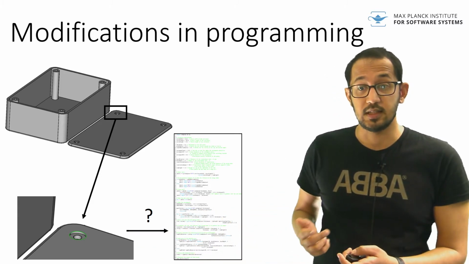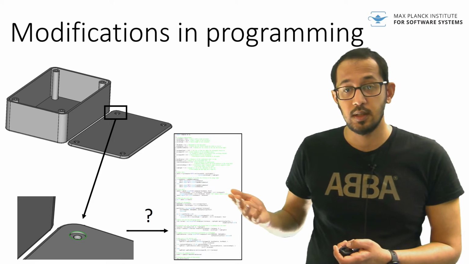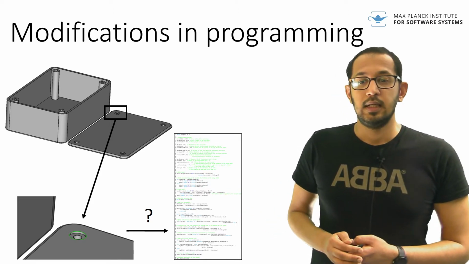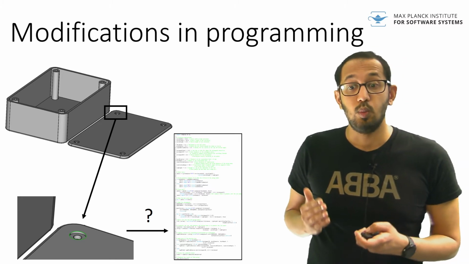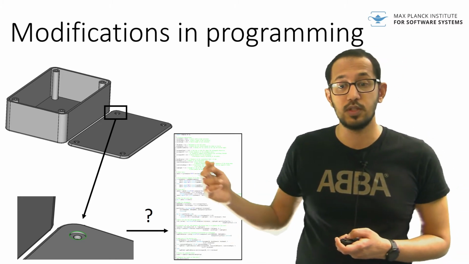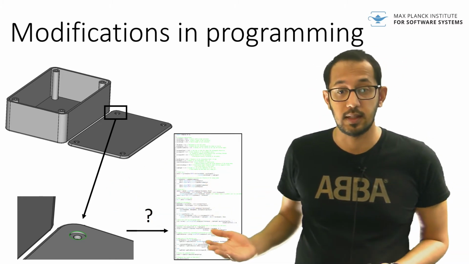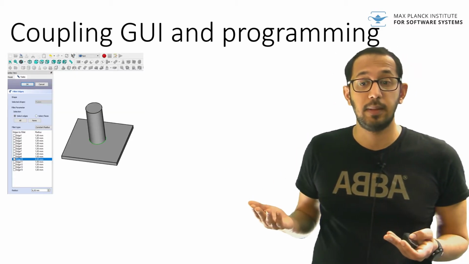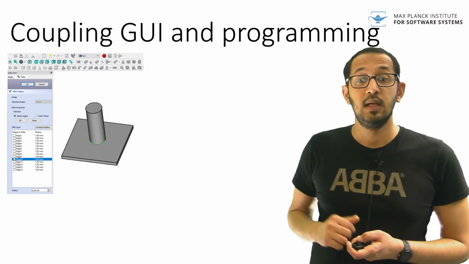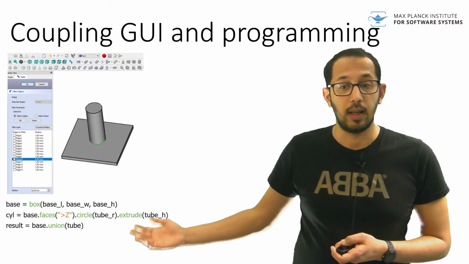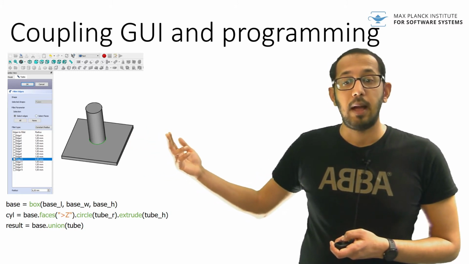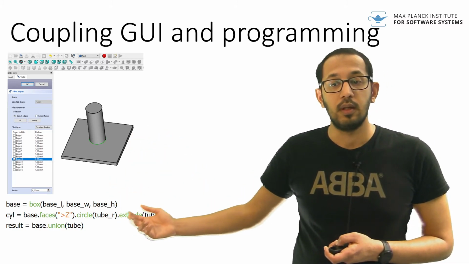Of course, as programs get larger and larger, and designs get more and more complicated, it becomes quite difficult to know which line of code causes which element in the final design. And this brings me back to our system. We link GUI and programming so that each element in the GUI can be mapped back to a line of code in the program.